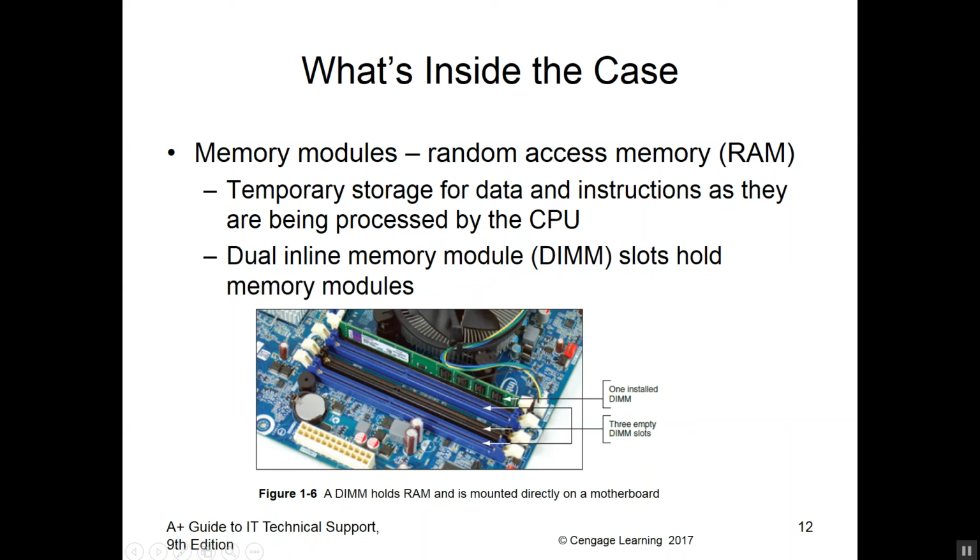Now, we've got memory modules. These are DIMM slots for sticks of RAM, random access memory. It's the temporary storage of data for instructions that are being processed by the CPU. Your desktop exists in RAM. It's volatile short-term memory. Volatile meaning, should the power go out, whatever was being stored in RAM is now gone.